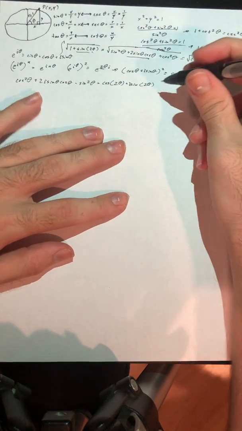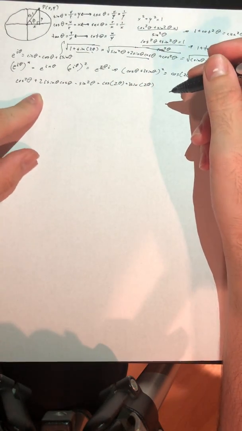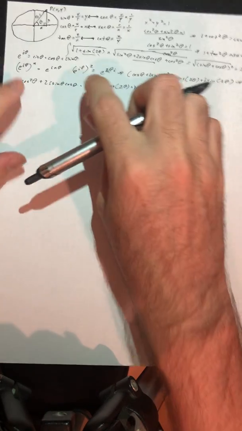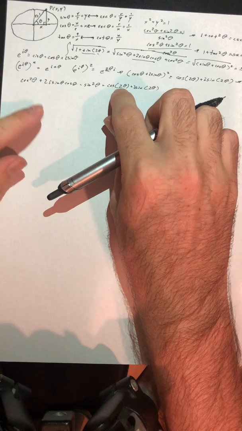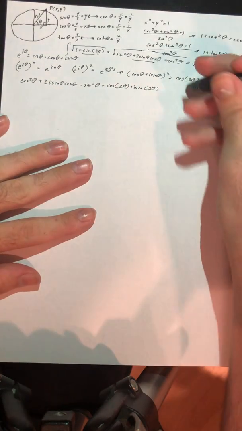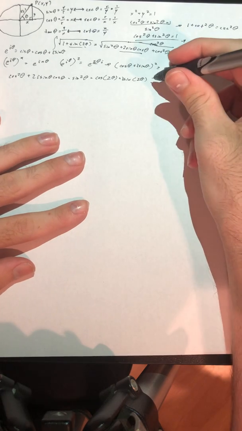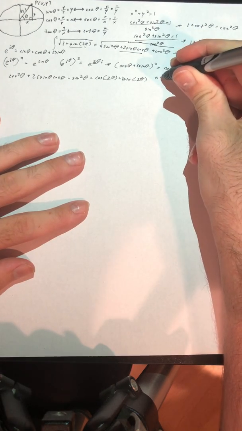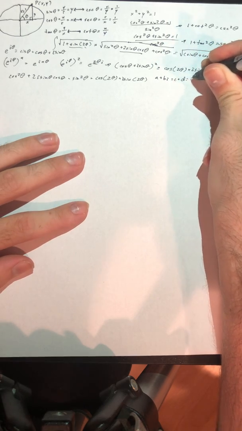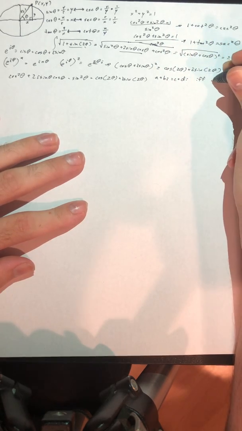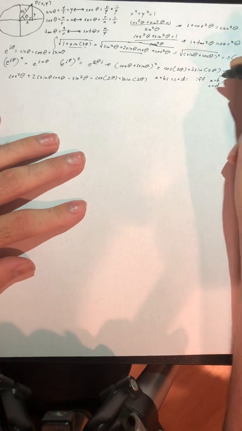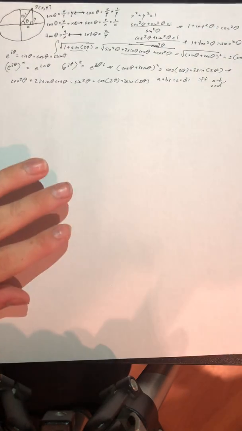Now, an important note is that we can equate the real parts with the real parts, and the imaginary parts together. Basically what we're saying is, by the definition of complex numbers, a plus bi is equal to c plus di if and only if a equals c and b equals d. Then they would be the same, a plus bi equals a plus bi.